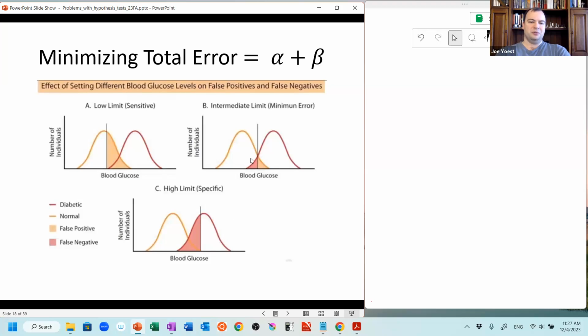So in this example, and we've been through something like this before, I've talked about this idea before, that if we want to minimize the total error, alpha plus beta, that's one approach. We can imagine setting a cutoff, so to speak, at different points along this blood glucose number, and for lower cutoffs, we're going to call more non-diabetics diabetic. For higher cutoffs, we're going to call more diabetics non-diabetic. For a cutoff that's right at the intersection of those two curves, we're going to have the minimum total error.